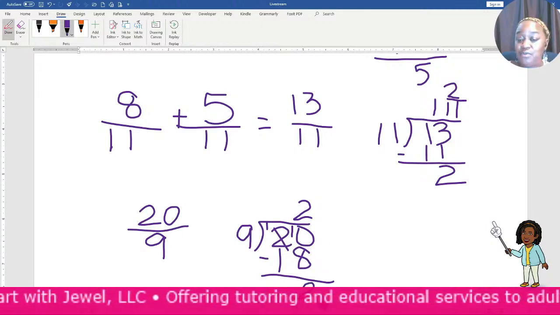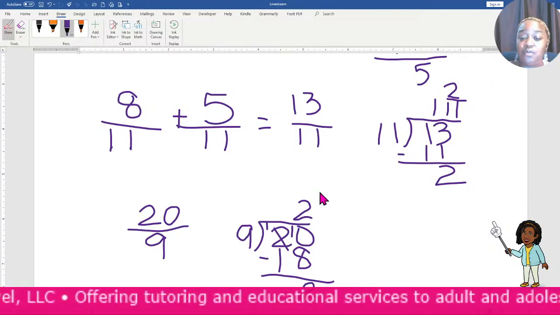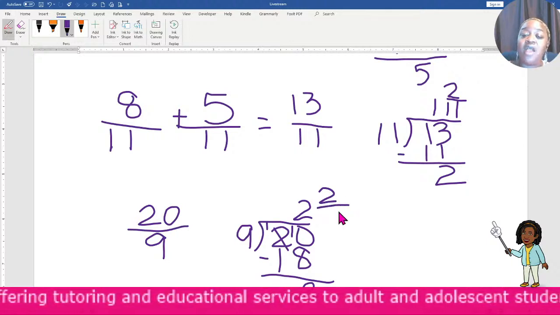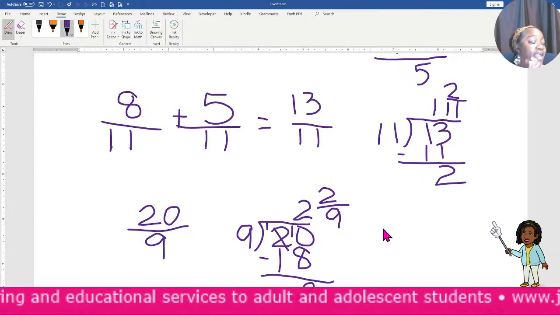That leaves 2. And again, it's not going to be a remainder. This is a fraction now. So the numerator becomes 2. And the denominator is now 9. And there you have it.